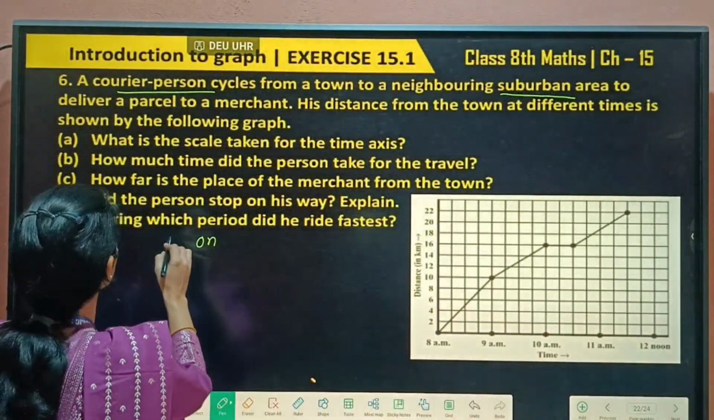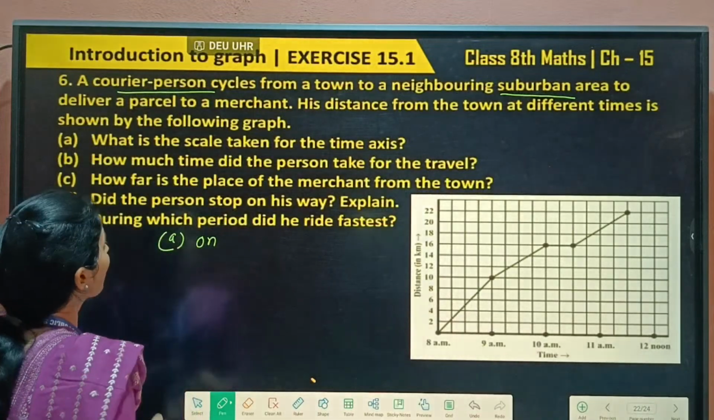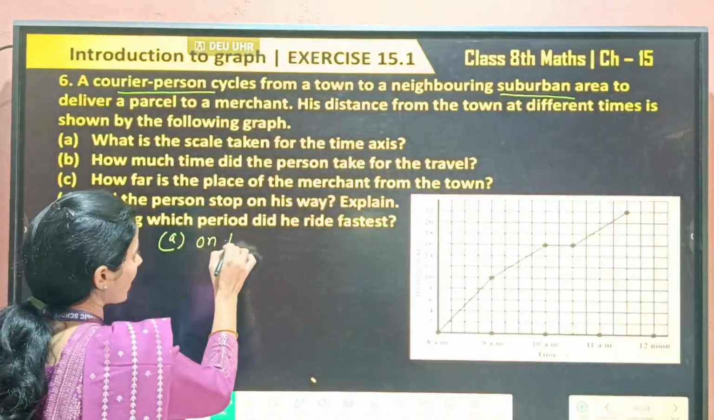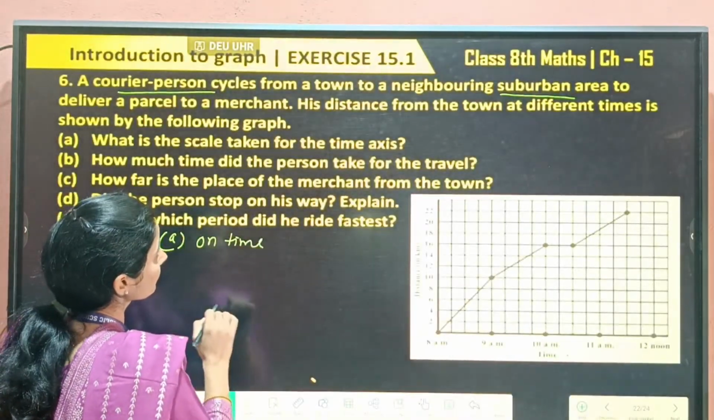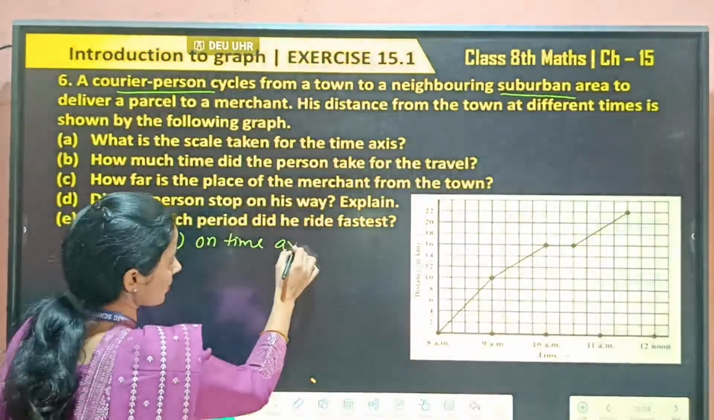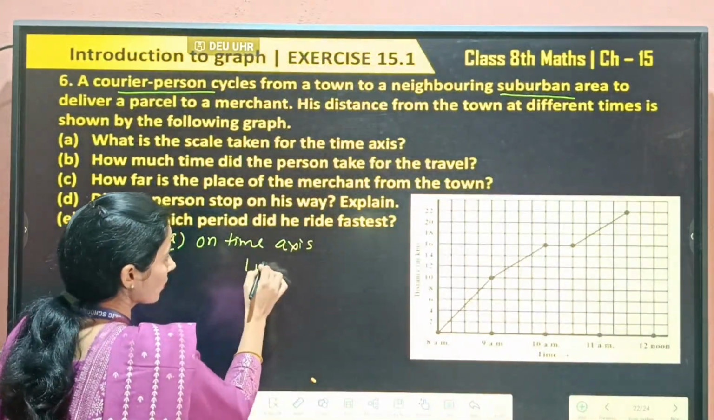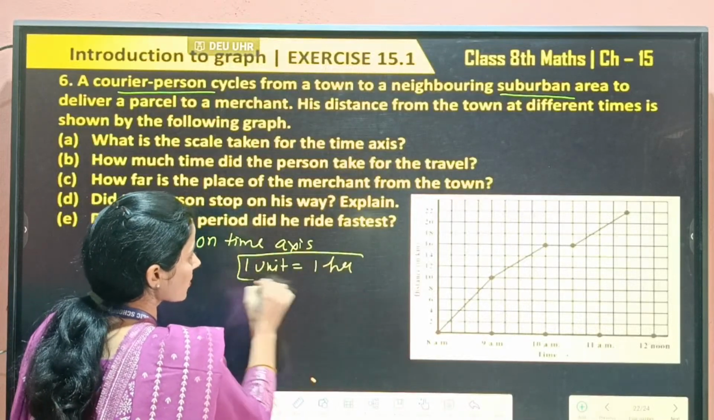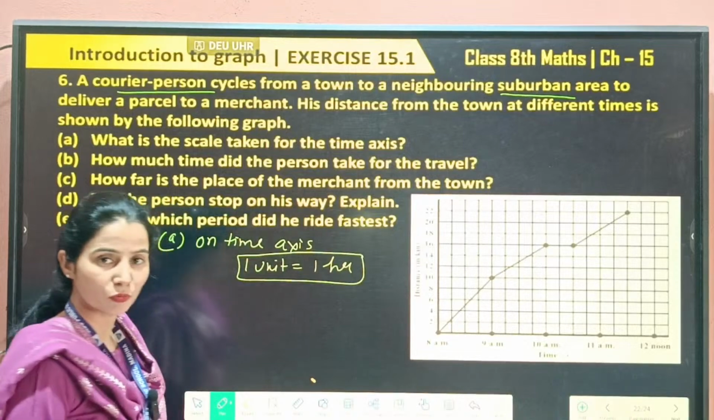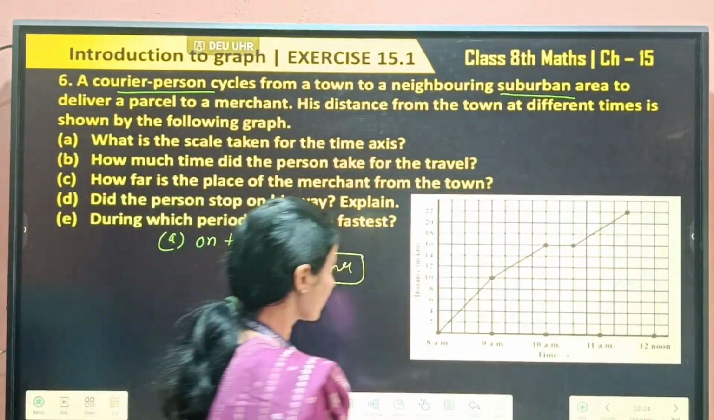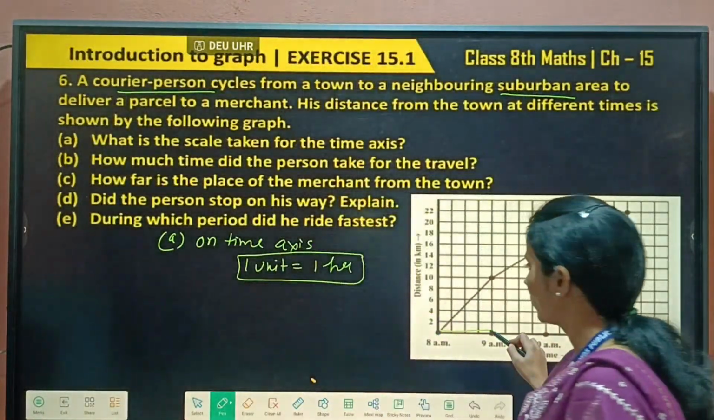You will write the first part, A part. What is the scale taken for the time axis? On the time axis, 1 unit is equal to 1 hour. This is the scale chosen on the x-axis for time. For time, the scale is chosen: 1 unit is equal to 1 hour.